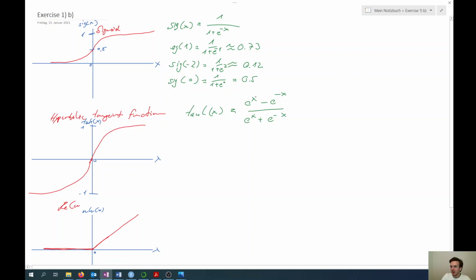So it's e to the power of x minus e to the power of minus x divided by e to the power of x plus e to the power of minus x. Now let's just plug in some values. So 1, for example, that would be e to the power of 1 minus e to the power of minus 1 divided by e to the power of 1 plus e to the power of minus 1. And that would be roughly 0.76.